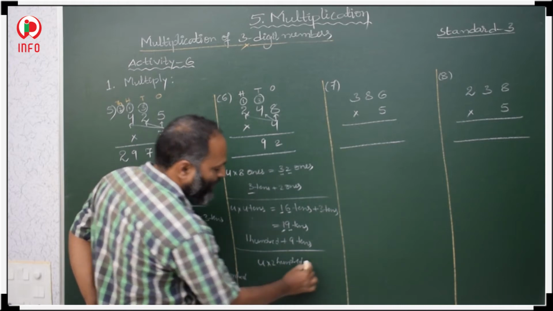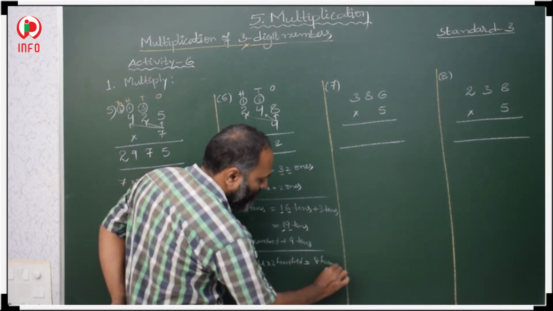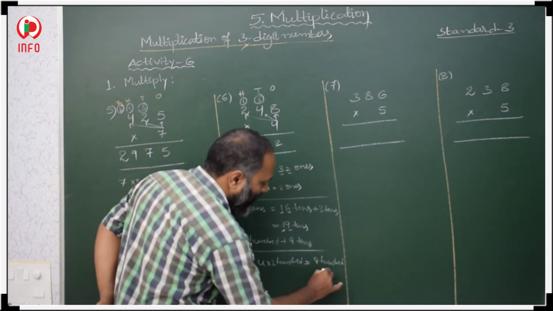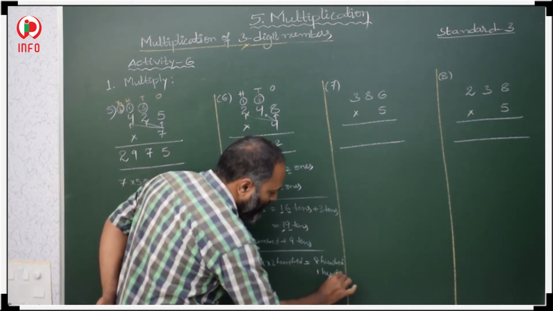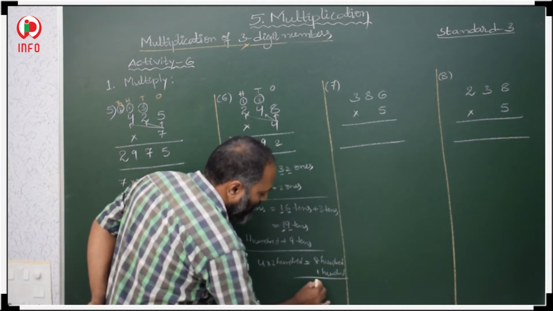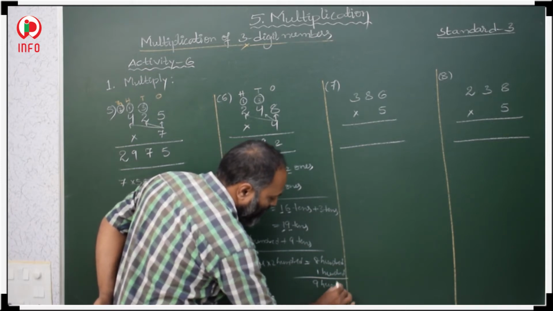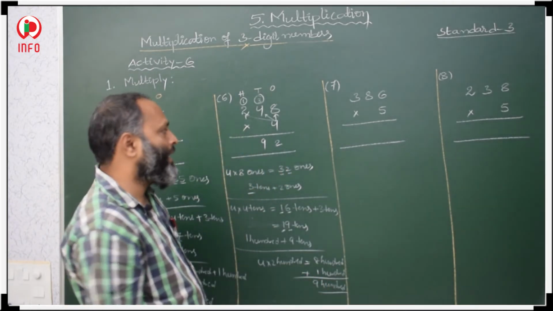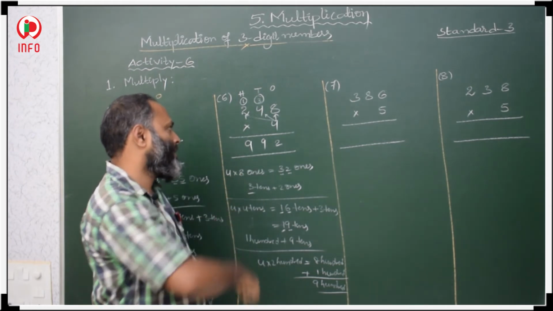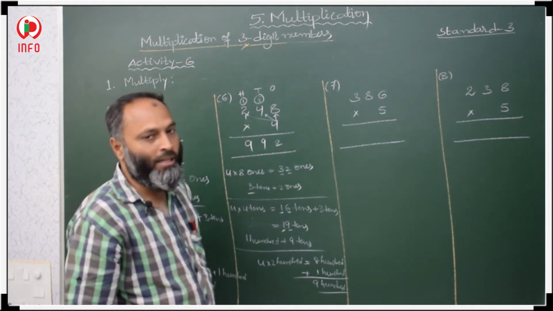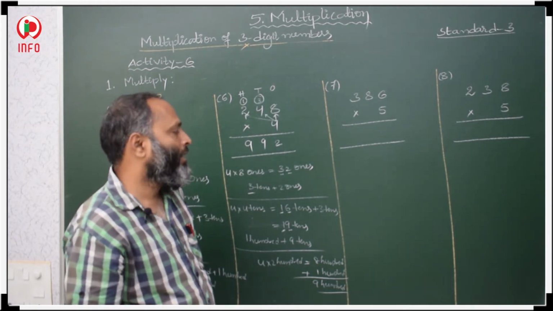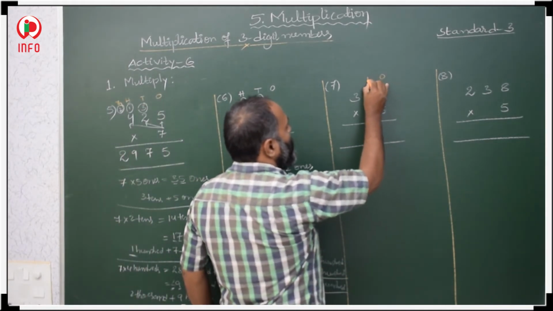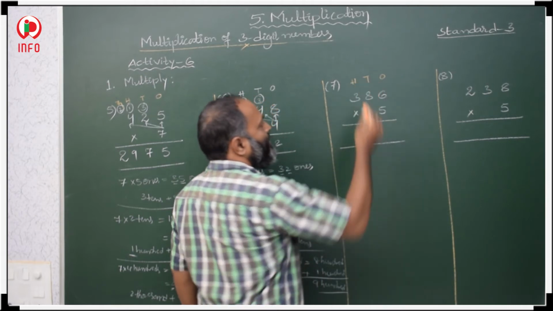4 2s are 800, and here 1 is there, plus 100. 8 plus 1, 900. How many hundreds do we have? Total 9 hundreds. So 9 is a single digit, so we take it as it is. 992 is our product. Now, here this is ones place, tens place and hundreds place.